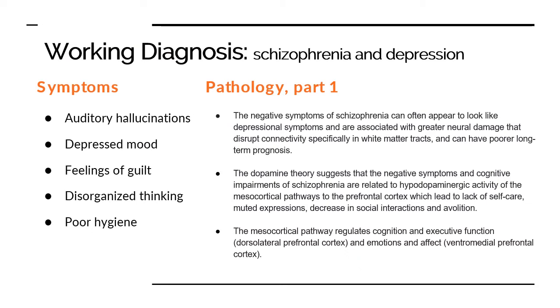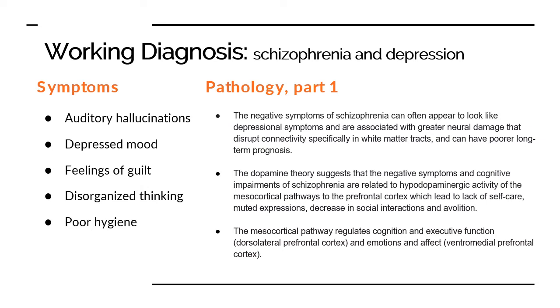So let's talk pathology. For convenience, his symptoms are on the left. Negative symptoms of schizophrenia are often the same ones expressed in depression. However, they are associated with greater white matter damage and unfortunately have poorer outcomes. The dopamine theory suggests that negative symptoms and cognitive impairments are due to a low amount of dopamine in the mesocortical pathway to the prefrontal cortex. This leads to the lack of self-care, altered social interactions, and avolition.